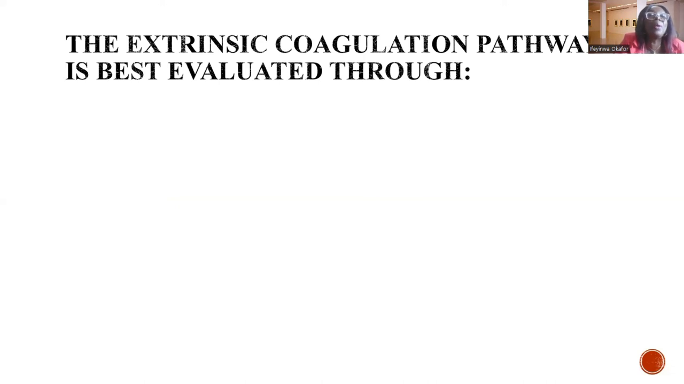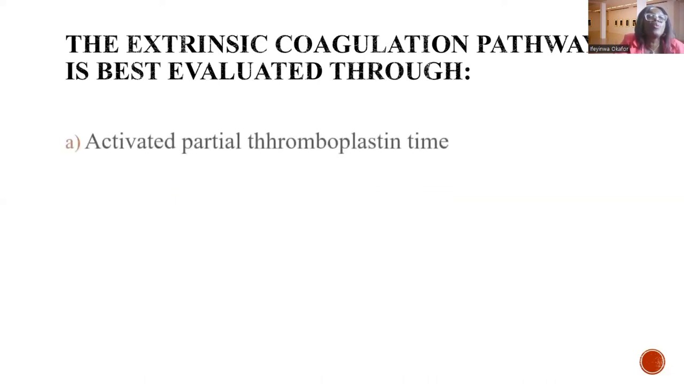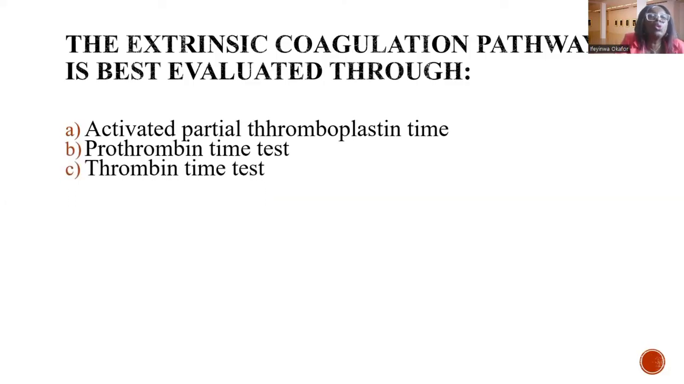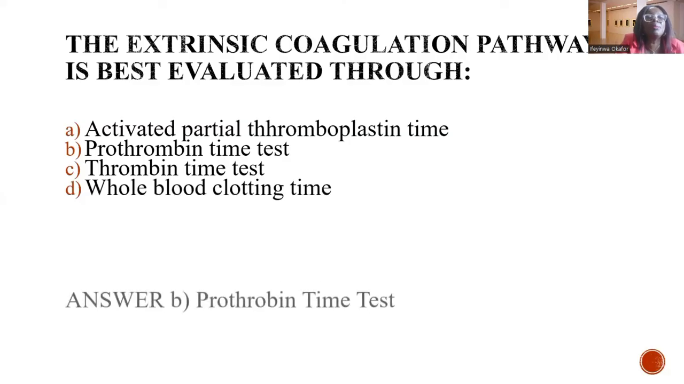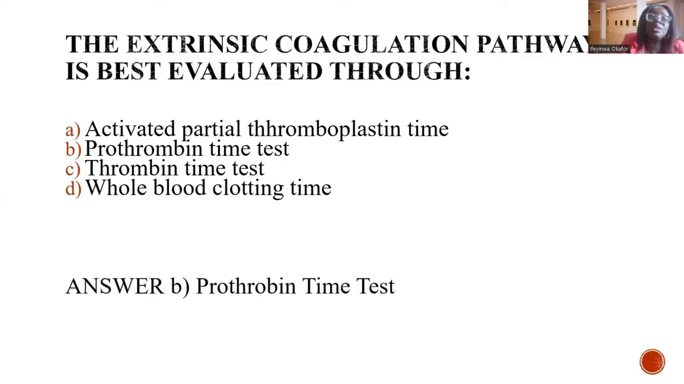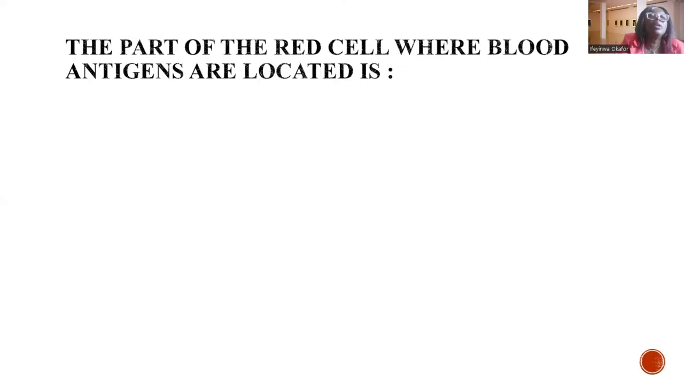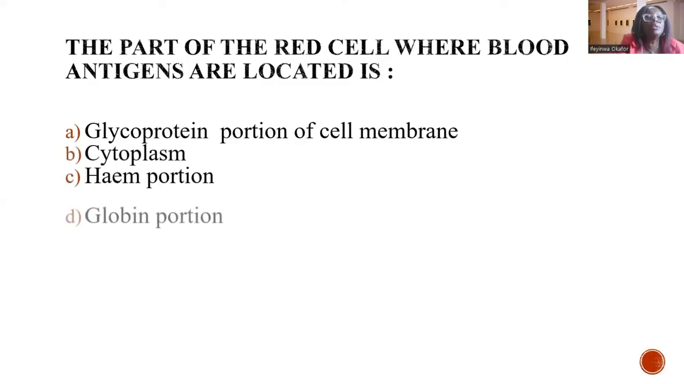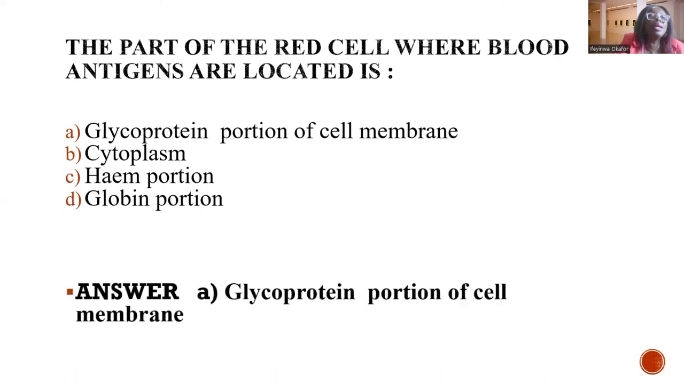The extrinsic coagulation pathway is best evaluated through activated partial thromboplastin time, prothrombin time test, thrombin time test, whole blood clotting time test. Answer is B, prothrombin time test. The part of the red cell where blood antigens are located is glycoprotein portion of the cell membrane, cytoplasm, heme portion, globin portion. The answer is A, glycoprotein portion of the cell membrane.